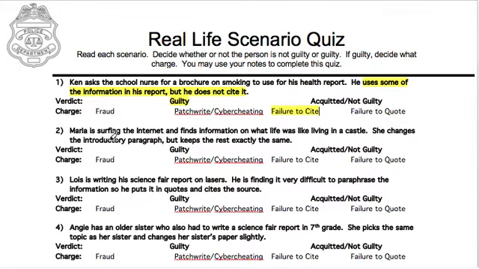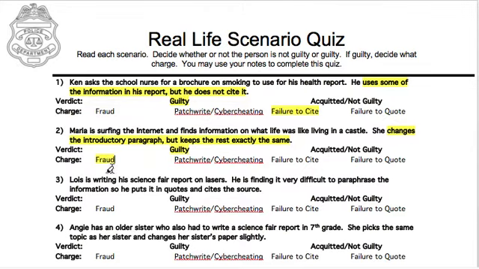Maria surfs the internet. She decides to change only the introduction paragraph, but keeps everything exactly the same. That is an example of plagiarism, so she is guilty, and basically she is guilty of fraud. She deliberately turned in somebody else's work. She changed just a tiny bit.